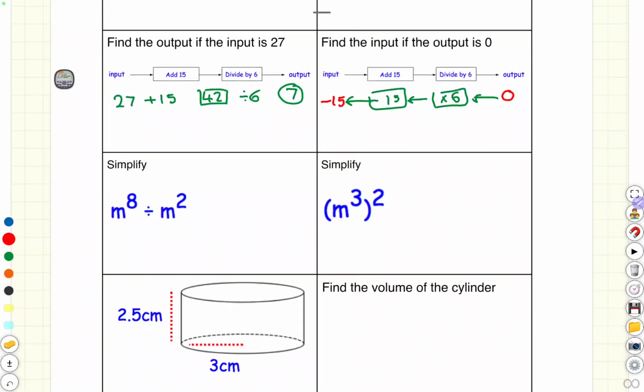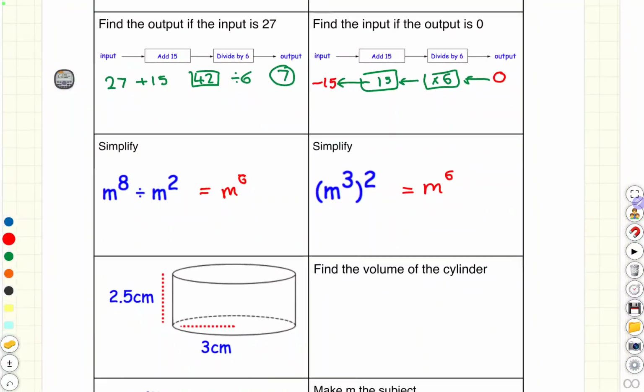Question number 3, rules of indices. Now the base number or the base letter is the same here. It is m, so we just subtract the powers when we divide. So we get m to the 6. And this one here, the base is the same, m. And we multiply the powers in this situation. So that is m to the power of 6.